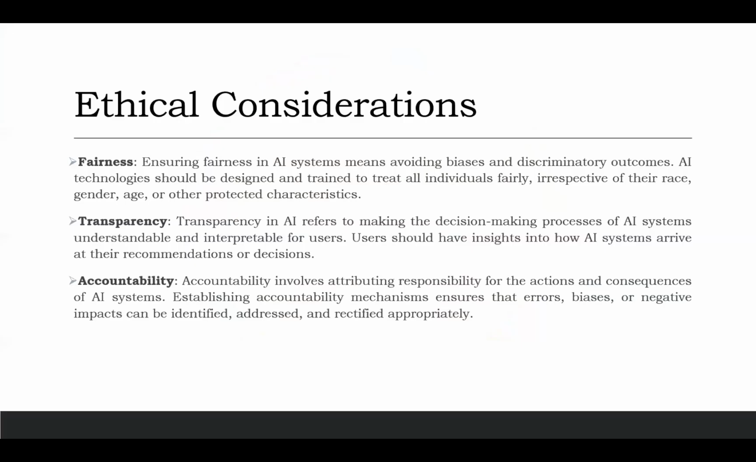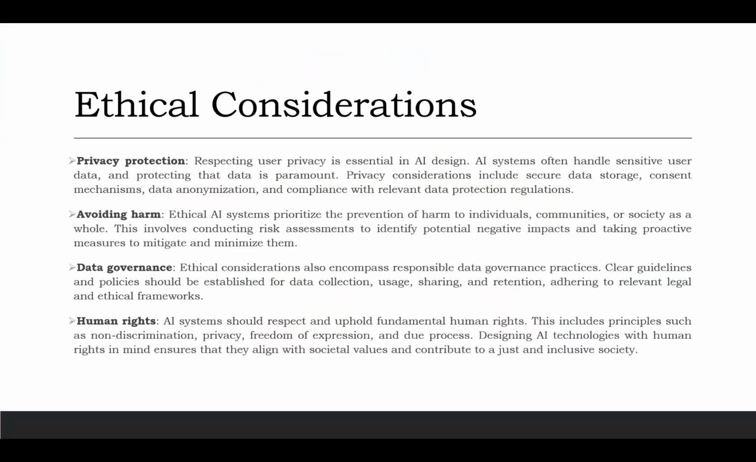Now coming to the ethical considerations which we propose. Coming to fairness, ensuring fairness in AI systems means avoiding biases and discriminatory outcomes. The technologies should be designed and trained to treat all individuals fairly, irrespective of their race, gender, and age. Transparency in AI refers to making the decision-making process of AI systems understandable. Coming to accountability, establishing accountability mechanisms ensures that errors, biases, or negative impacts can be identified and addressed, and if they are implemented wrongly, they can be rectified appropriately.